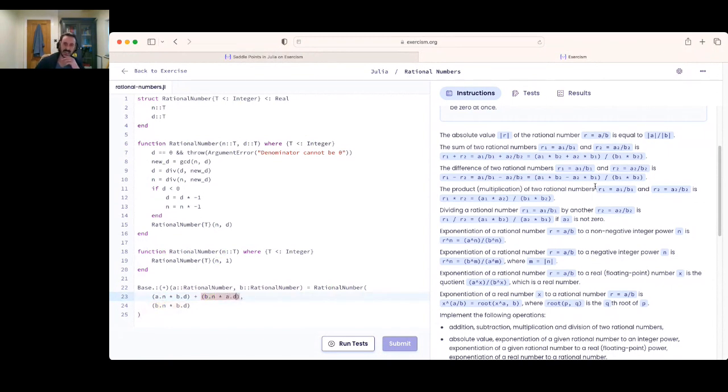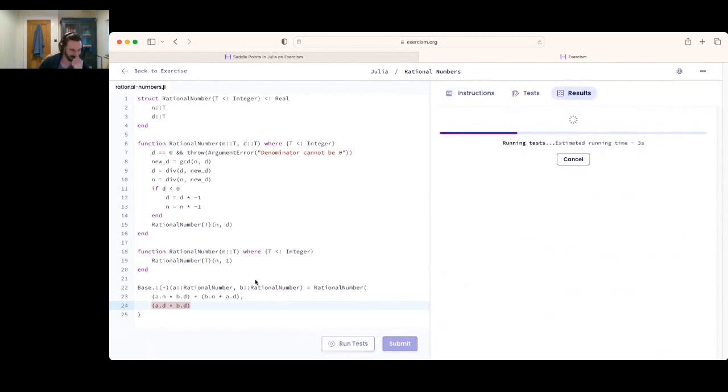If I followed the naming convention they had here, it would have been a lot easier for me to avoid a mistake. So that should be the denominator of A times the denominator, the bottom number of B. Let's run that. Let's see if that works. That fixes my addition.